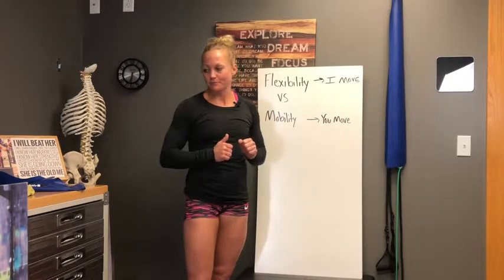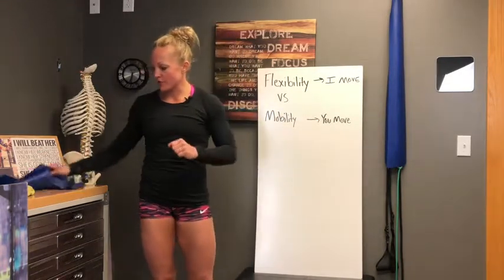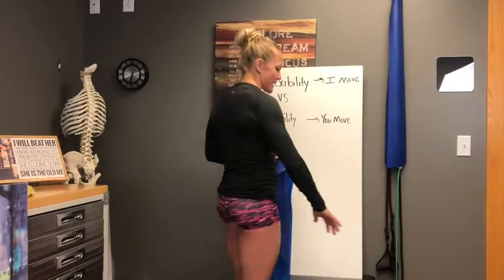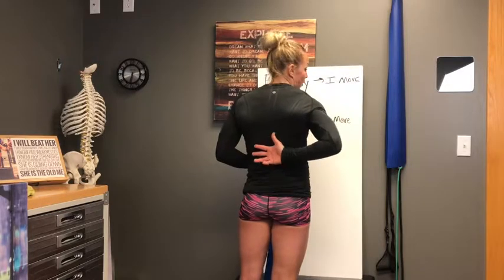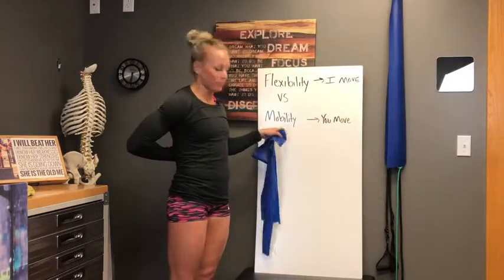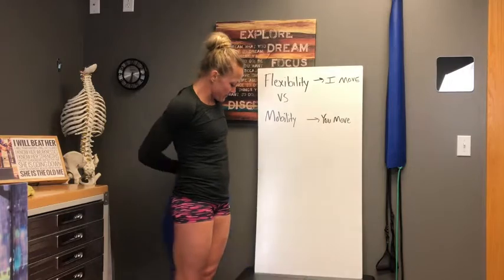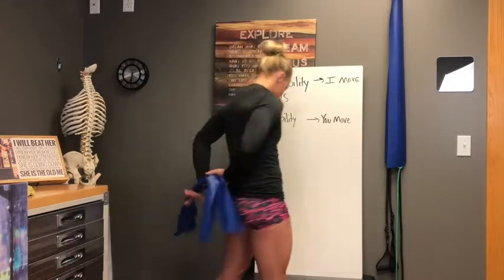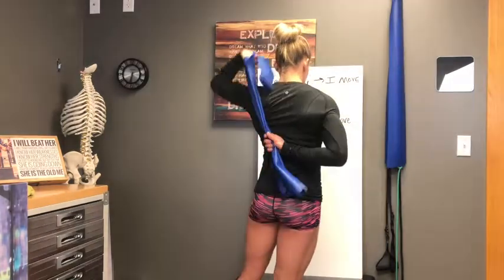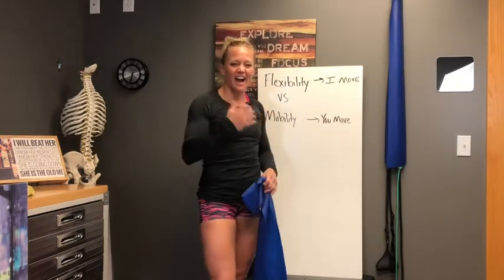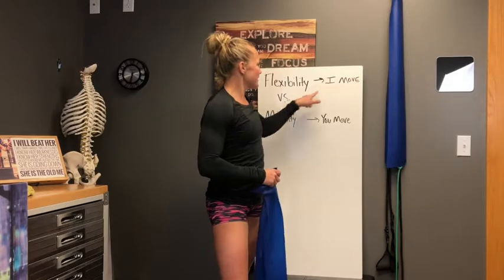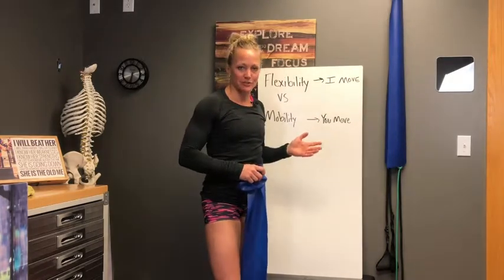Here are some examples. Let's take my shoulder range of motion, for instance. I can move my shoulder internally rotated this far. That is my mobility. If I use an outside force to move my arm, I have a lot more flexibility than I have mobility. So mobility is the movement that I own. Flexibility is the total range of motion that my joint can go.